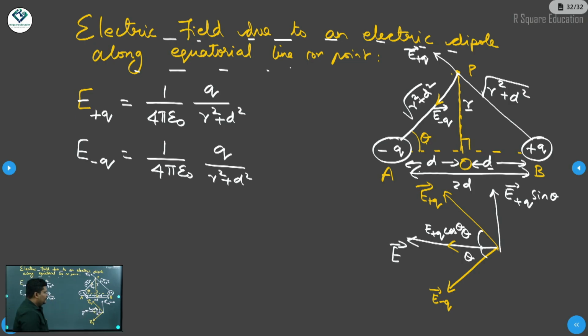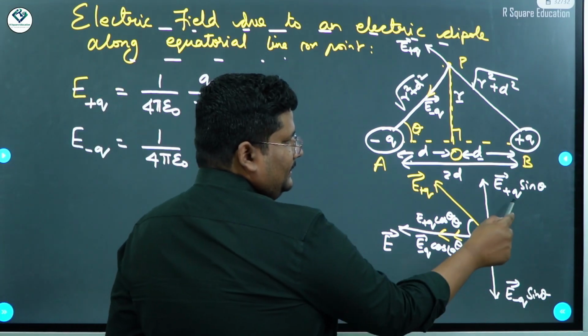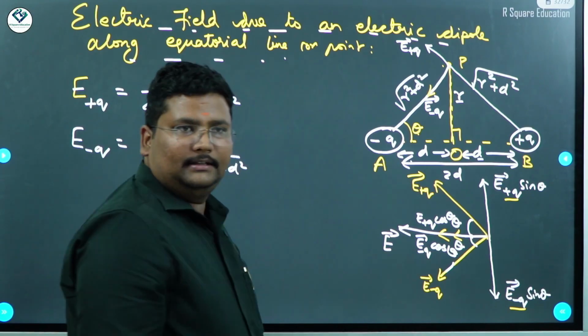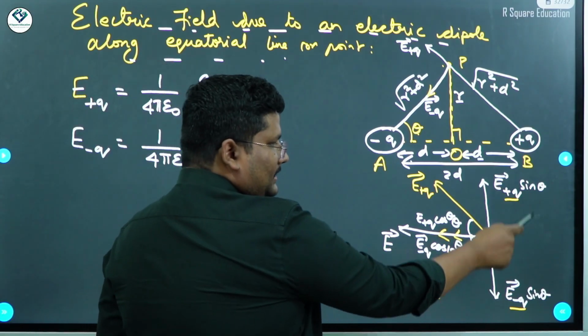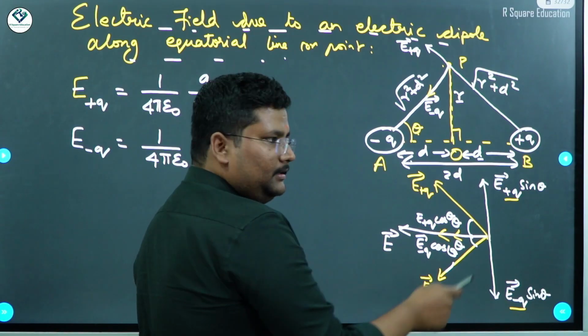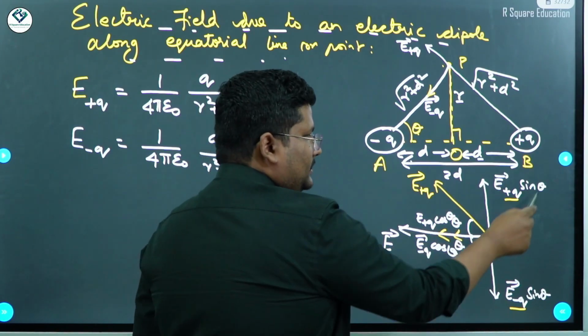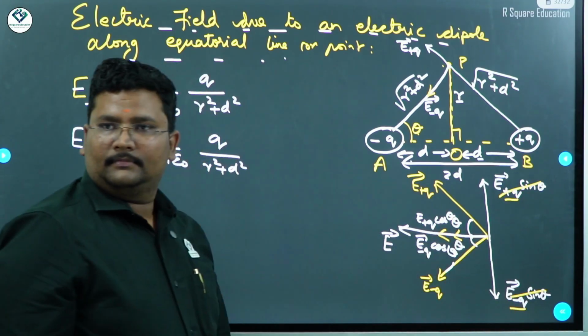Yes. Likewise, the same here also. I can take E minus Q sin theta here and E minus Q cos theta here, right? So in this case, the magnitudes of electric fields are equal and the directions are opposite for the sin thetas. Can I cancel this? Yes.